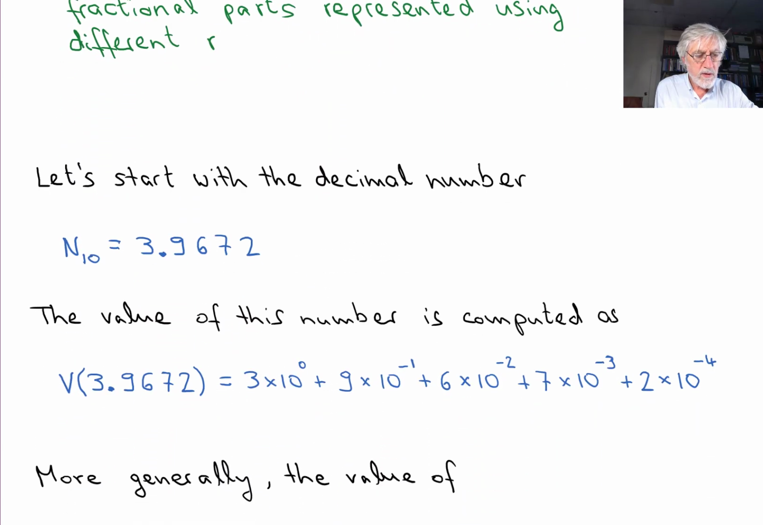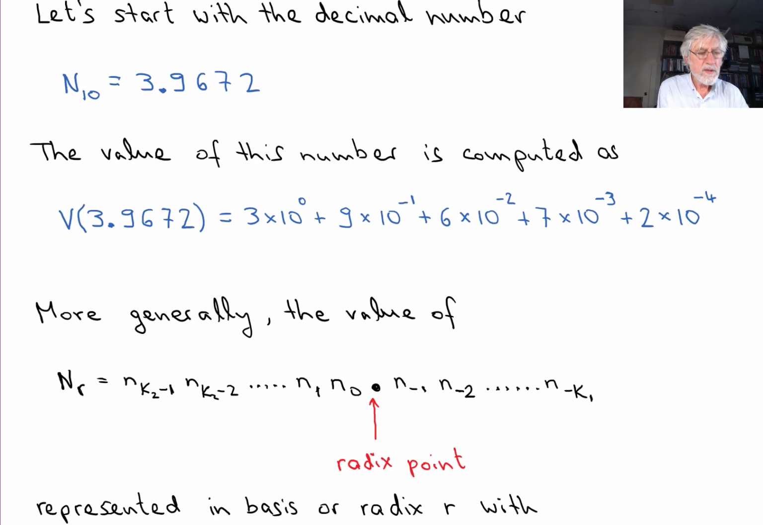So let's take a look at some decimal number first. So we will start out with n sub 10, and the subscript 10 again stands for decimal, equal to 3.9672. So the value of this number in decimal is computed as 3 times 10 to the 0, plus 9 times 10 to the minus 1, plus 6 times 10 to the minus 2, 7 times 10 to the minus 3, and 2 times 10 to the minus 4. And we note that there is the decimal point here.